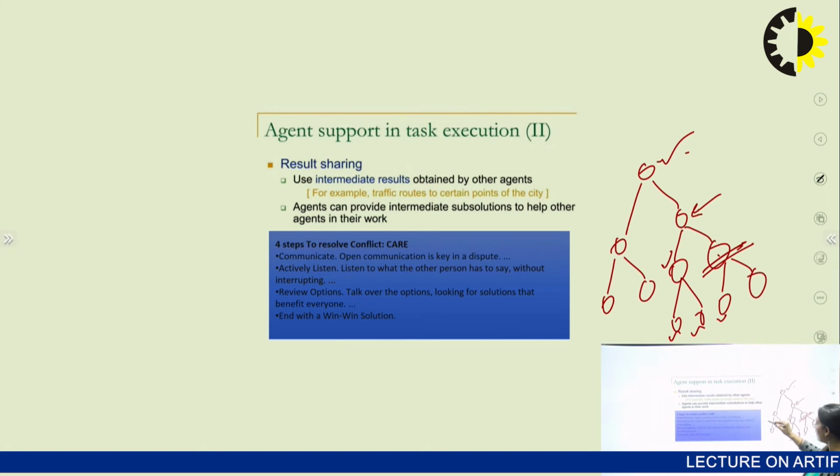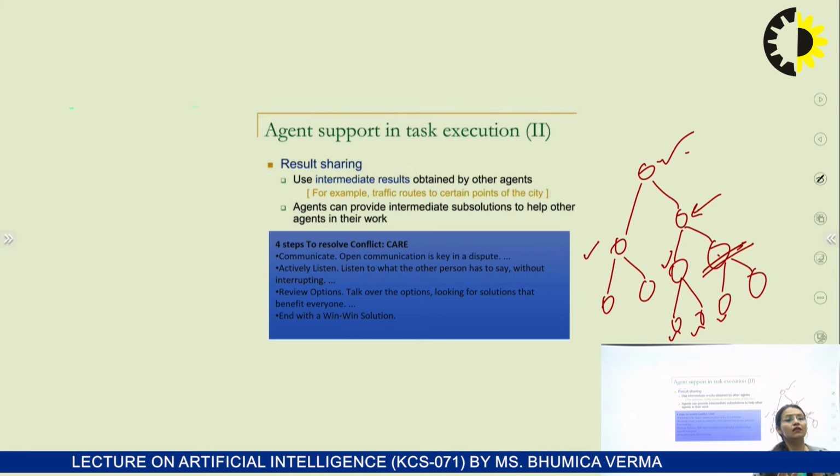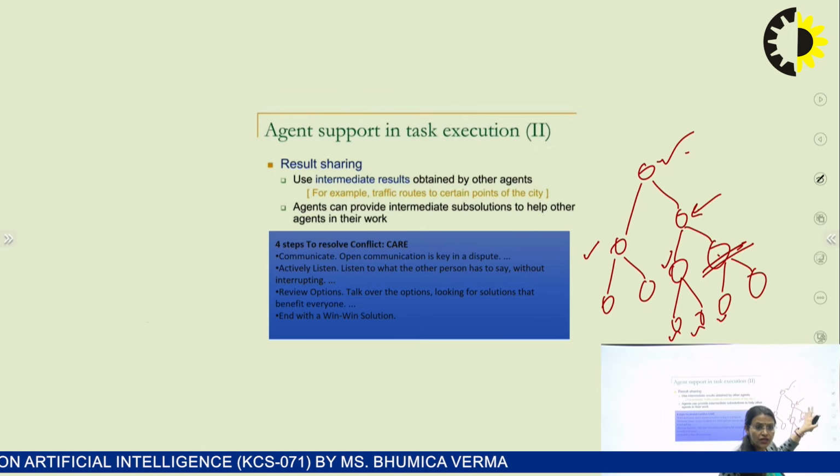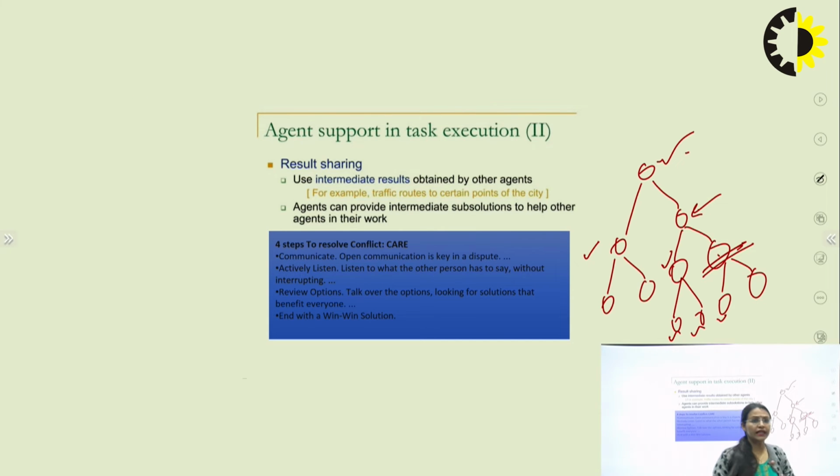If it asked for help from these agents, who are very far away from that situation, they may be unaware of it. So basically the central coordinator decides which agent to choose and take help from. And finally, for resolving this conflict, a CARE approach is followed. The C is for proper communication being done.